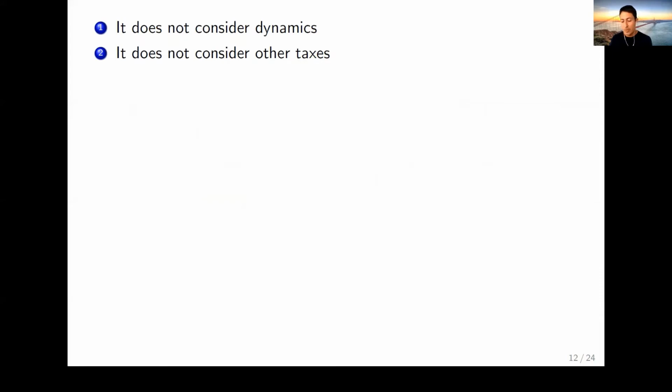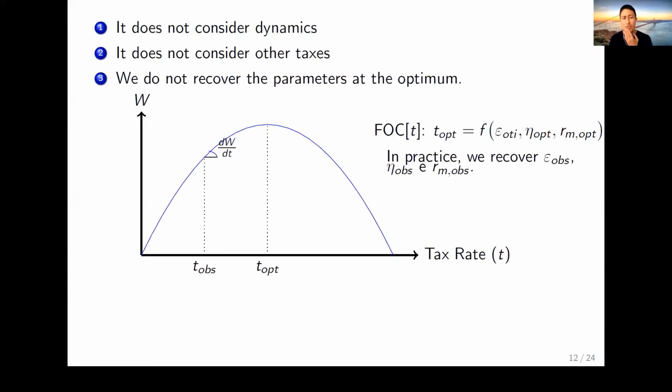Now, there are some limitations to these methods. The first one is that it does not consider dynamics. The second one is that it doesn't consider other taxes, such as consumption tax and so on. But the third limitation of this method is something more subtle, and it's the fact that we do not recover the parameters in the optimum. Let me try to give you a sense of what this problem means.